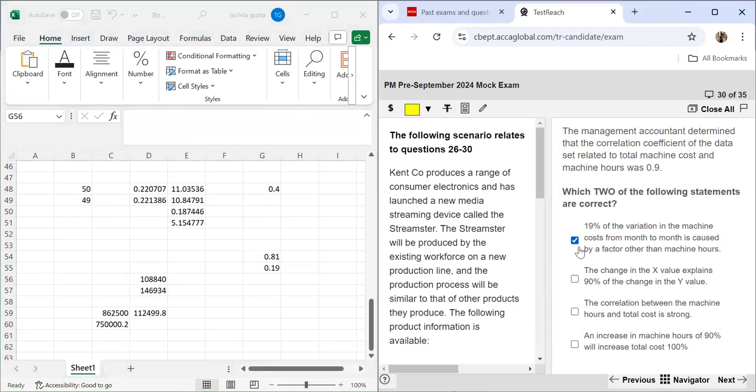And then the change in the value of x explains 90% of change in value y. Rather, it is 81% of the change in y can be explained because of change in x. Then this statement is incorrect. Moving to the third one, the correlation between the machine hours and total cost is strong. Absolutely. If you see the correlation of 0.9, it's quite strong. It's pretty close to +1. So it's a strong correlation. Last statement says increase in machine hours of 90% will increase total cost 100%. No, that's not correct. That's why this statement gets eliminated.